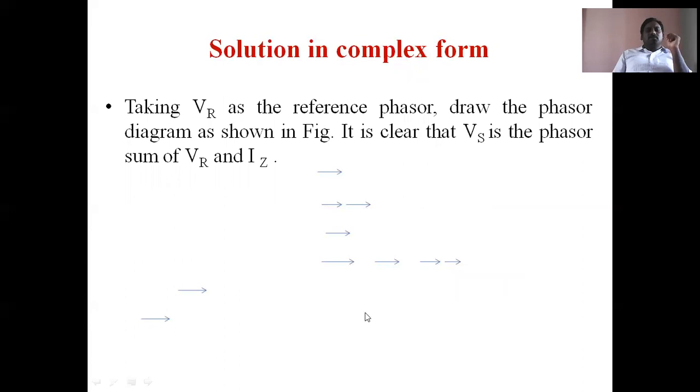The same expressions are continued in complex form. That means here the single phase short transmission line is an AC transmission line, so compulsorily all the components are represented in alternating component, that is imaginary or complex form. So taking VR as the reference phasor, draw the phasor diagram as shown in the figure. It's clear that Vs is the phasor sum of VR and IZ.